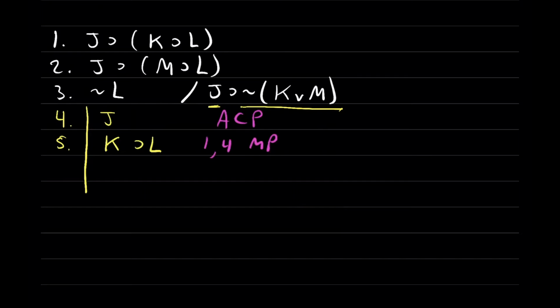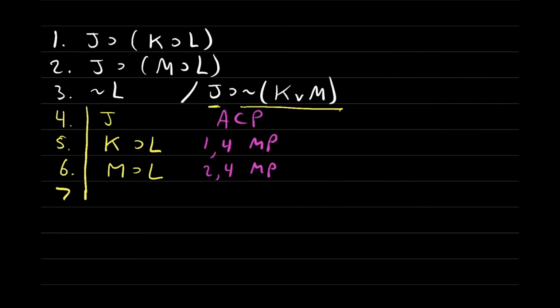And let's do the same thing with line 2 and line 4. And that will give us M implies L. That's going to follow from line 2 and 4 by modus ponens. So you can see we're doing pretty easy steps at this point, just a couple modus ponens steps to get started. So conditional proof and indirect proof often will make many proofs much easier.